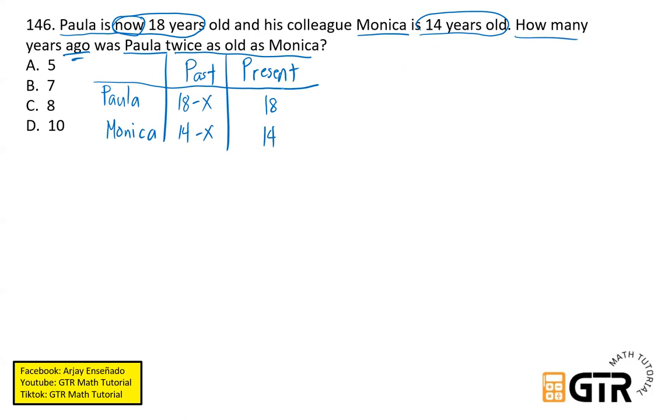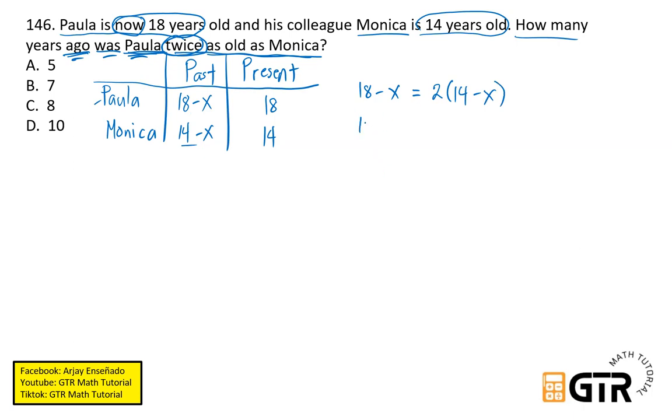So sabi dito, how many years ago was Paula? So si Paula daw ay twice as old as Monica. So age ni Paula, that is 18 minus x. Yung was, ibig sabihin yung was, yan yung equal sign. So age daw ni Paula, twice as old as Monica, so ibig sabihin 2, and then i-multiply natin ang age ni Monica sa past na 14 minus x. Okay? So yan na ang ating magiging equation, just solve for x.